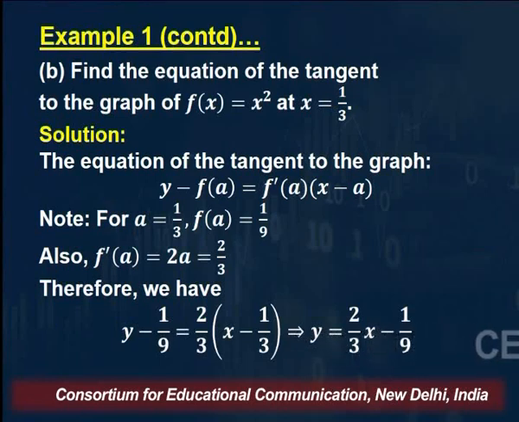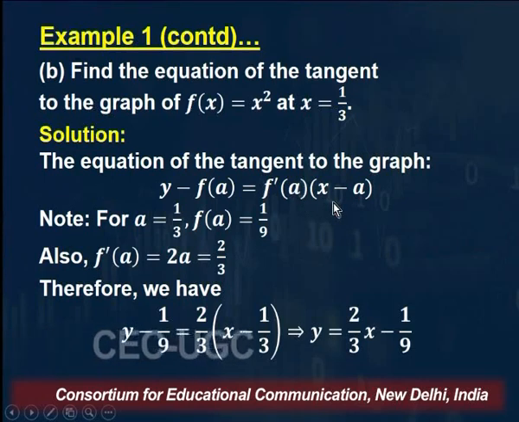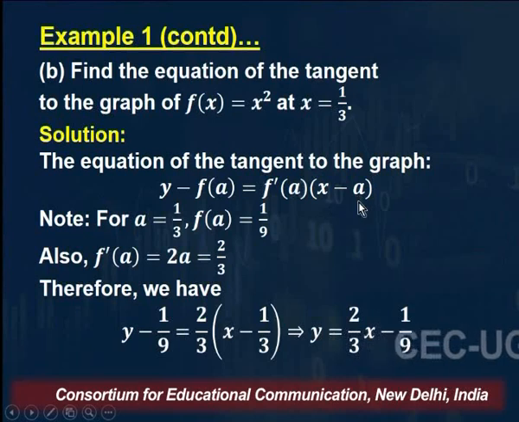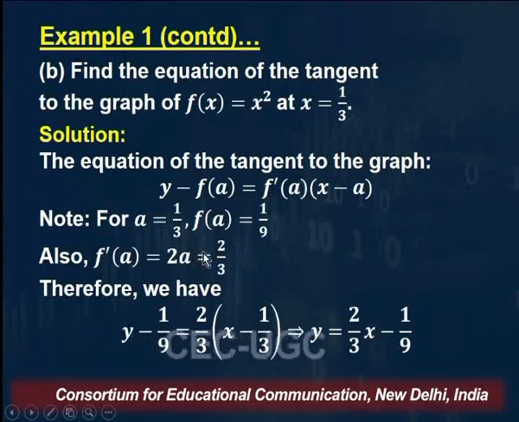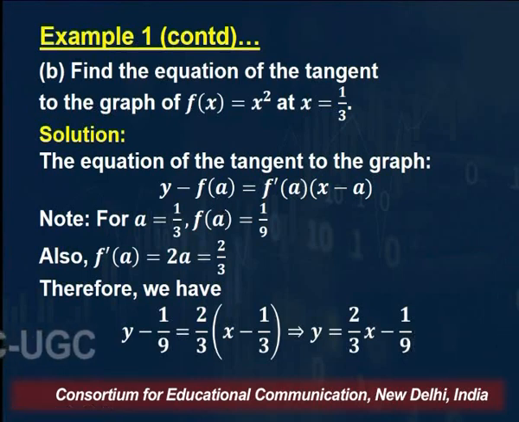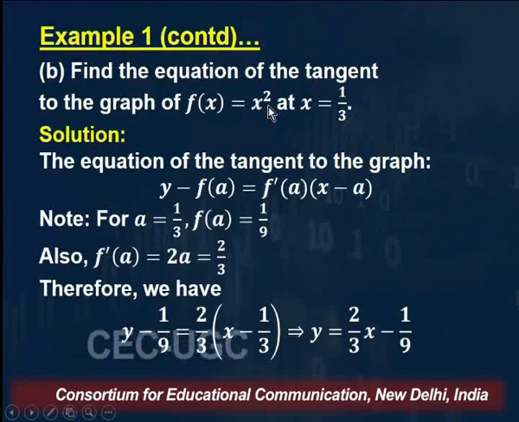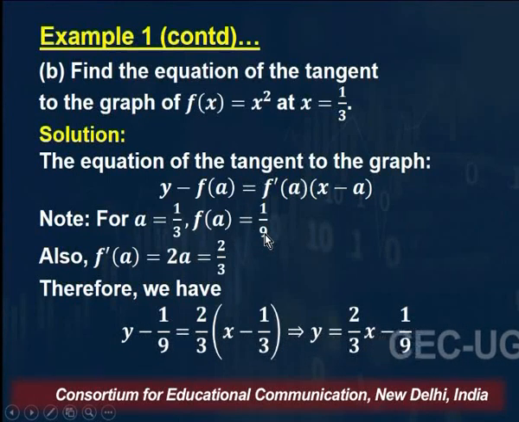So, the slope is nothing but f prime at A, and that will then be multiplied by x minus x1. Here our x point is A, so x minus A. Now, A here is 1/3, so we can easily calculate, because I want my value of the function at x equal to 1/3. So, f of A is going to be x squared, so that's going to be 1/3 squared, that's nothing but 1 by 9.